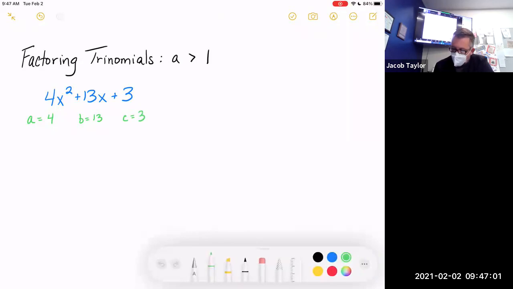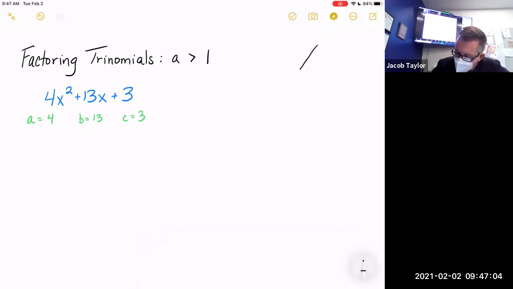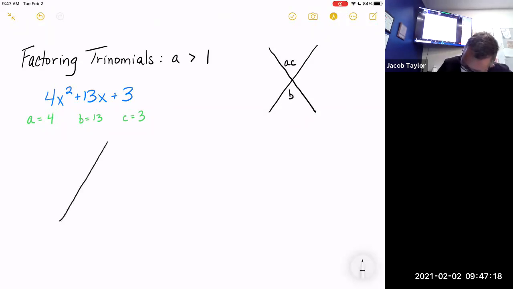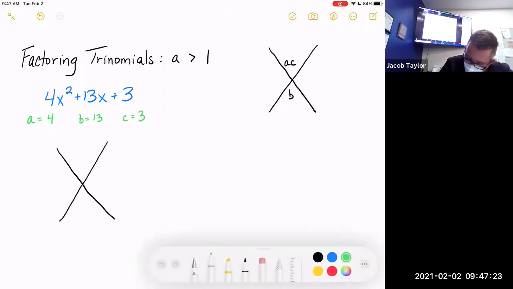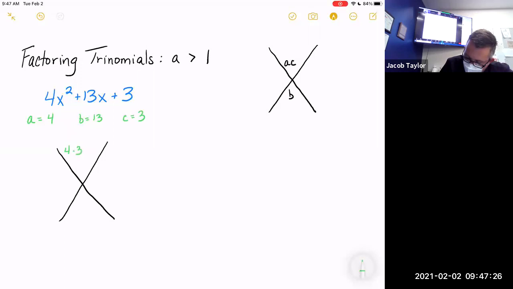Now this should be in your notes already, but just in case it's not, or you've lost your notes, or there was a fire in your notebook and this page got destroyed, the x has a times c on the top and b on the bottom. So if I was going to draw the x for this problem, on the top portion of the x, I would have a times c, or 4 times 3, which is 12. And on the bottom of the x, I will have the b value, which is 13.